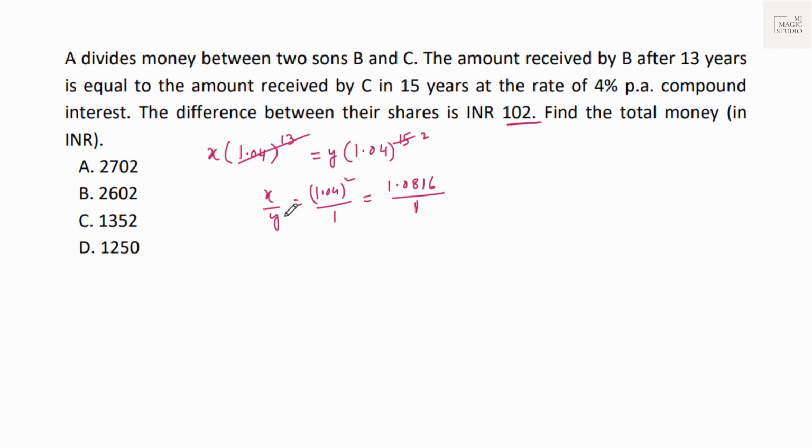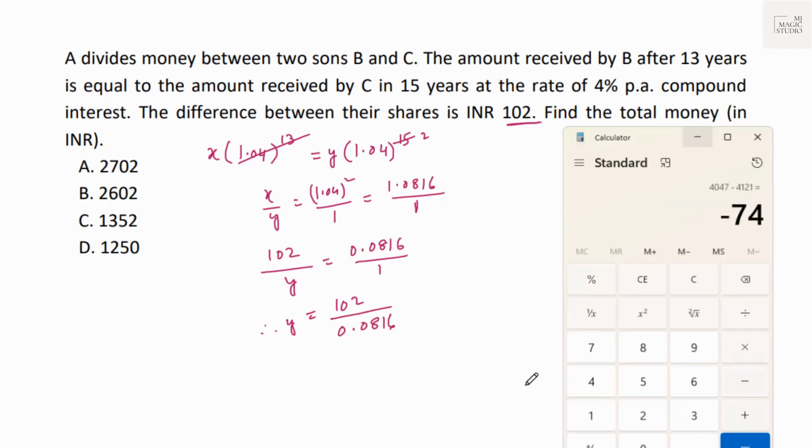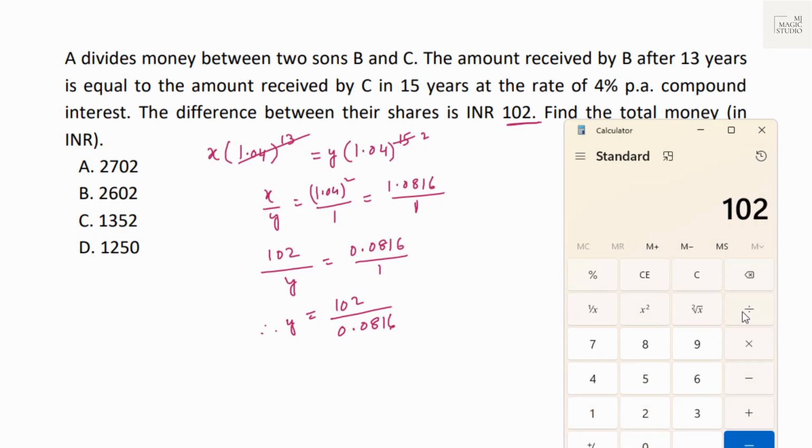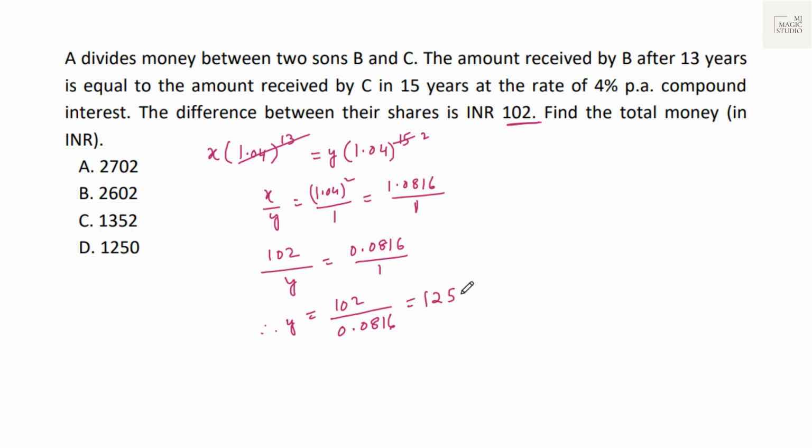Now the difference between their shares is 102. Obviously X is greater than Y. So if I do X minus Y, minus 1 on both sides, X minus Y is 102 by Y equals 1.0816 minus 1, 0.0816 by 1. Therefore the value of Y is 102 by 0.0816, and I can use the on-screen calculator. 102 divided by 0.0816 gives me 1250. The value of Y is 1250. So the value of X is 1250 plus 102, that is 1352.